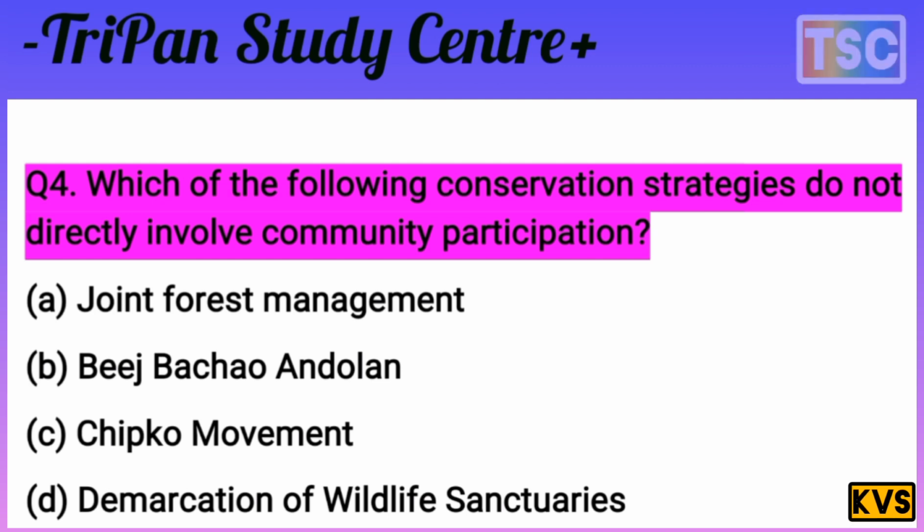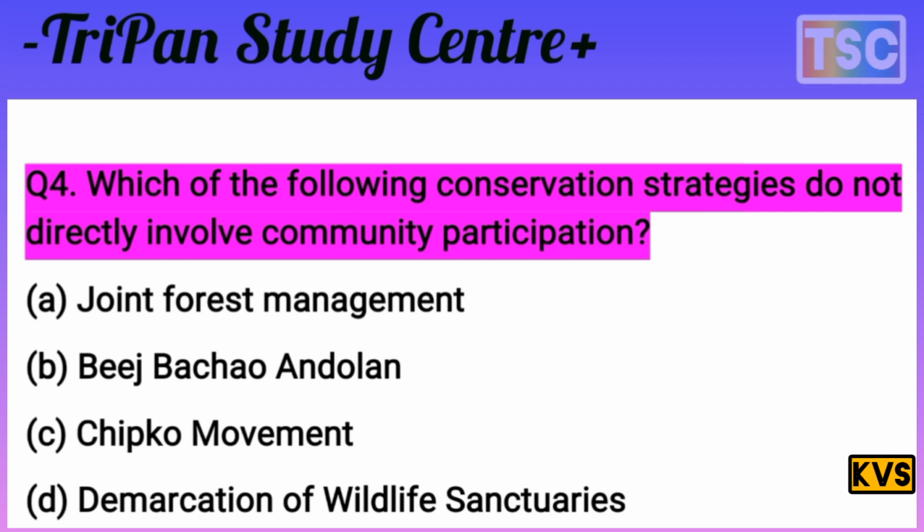You must have a thought of your answer. Let's see what our answer to this question is. The question is: which conservation strategy does not directly involve community participation? The options are joint forest management, Beej Bachao Andolan, Chipko movement, and demarcation of wildlife sanctuary. The answer here is D, demarcation of wildlife sanctuary.